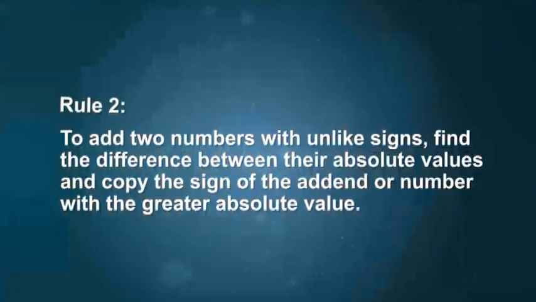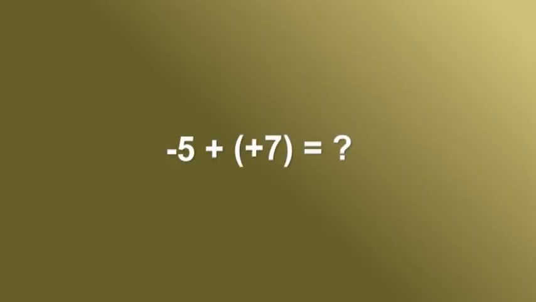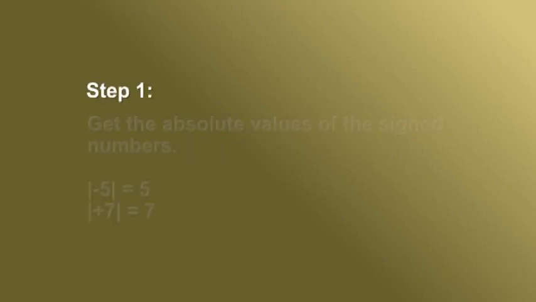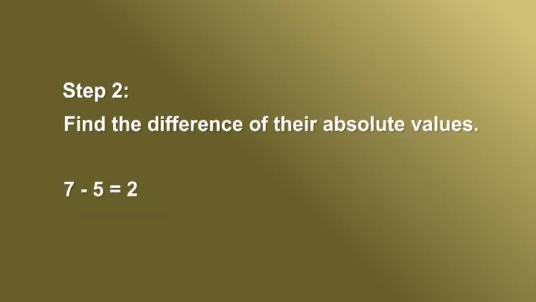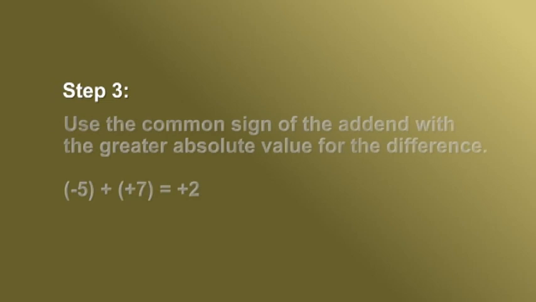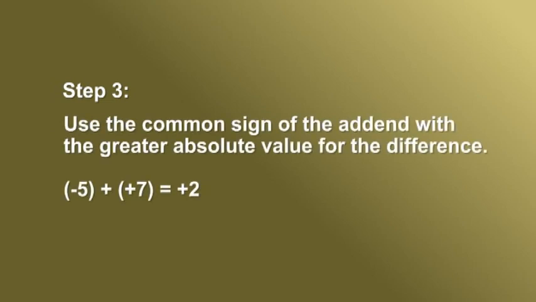To add numbers with unlike signs, we use the following rule. Rule number 2, to add 2 numbers with unlike signs, find the difference between their absolute values and copy the sign of the addend or number with the greater absolute value. To illustrate this rule, let's add negative 5 and positive 7. Step 1, get the absolute values of the signed numbers. Step 2, find the difference of their absolute values. Step 3, use the common sign of the addend with the greater absolute value for the difference.